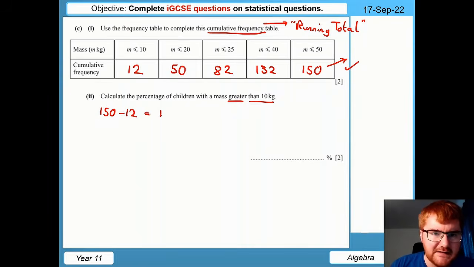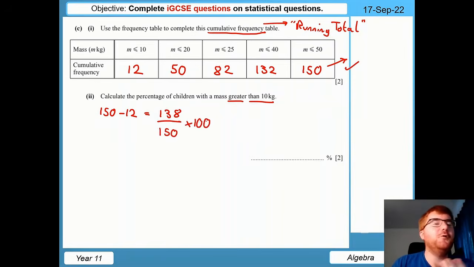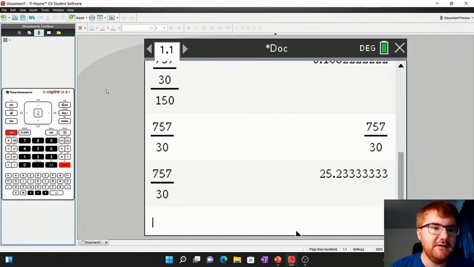If we do that, we get 138. And we want to work out the percentage the 138 is of the total frequency. So we divide this by 150 and then times by 100, the standard formula for working out a percentage. So let's go to the calculator and work it out. All we do is type in 138. Again, you can use the fraction button if you so wish. Yeah, let's use the fraction button.